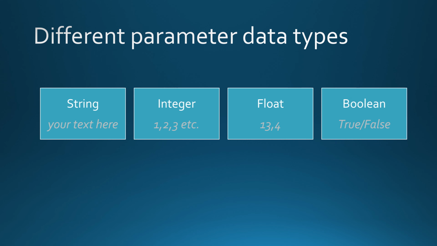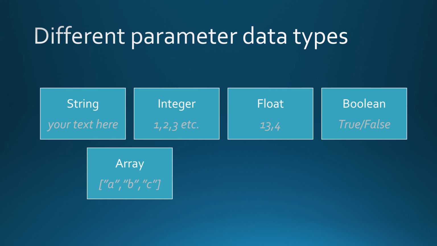Then we have Boolean parameters. These are your true and false values. Then we have array type parameters, and this is basically your list type parameter in Data Factory, and you can use these for many cool things that we are gonna cover in the future.